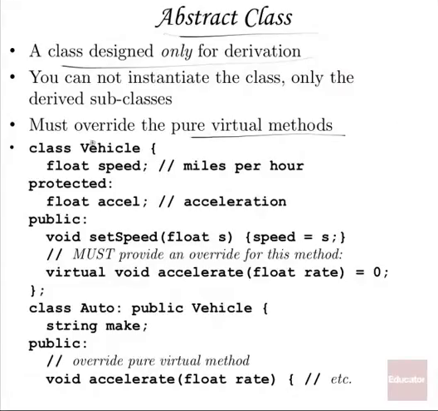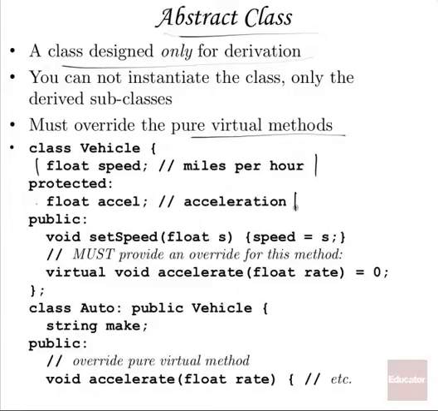Let's say we have vehicle. We want vehicle to be an abstract class. There's no such thing as a vehicle. You can't say vehicle V anywhere because we want this to be an abstract class. If you want to make a vehicle, it needs to be an auto, which is a vehicle, or a boat, which is a vehicle. So we have an internal variable of speed, private, and a protected acceleration.